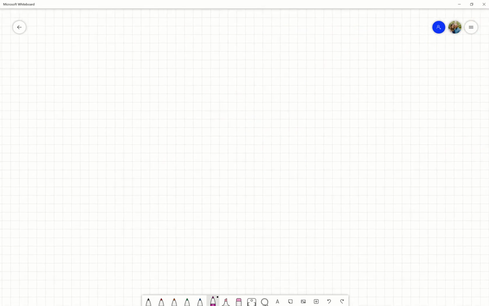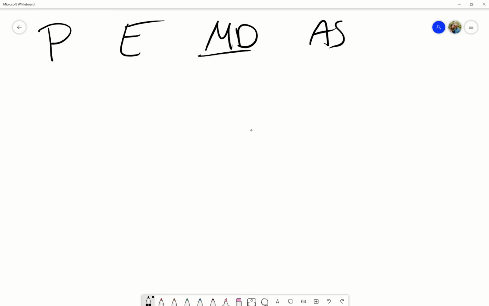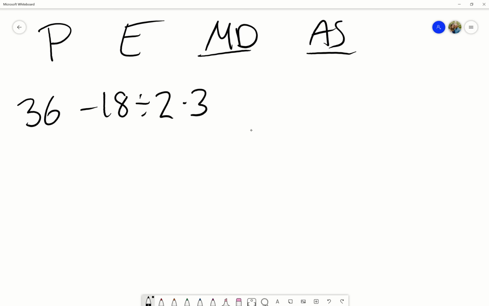All right, let's try a different one. Let's write out our PEMDAS. And do you notice how I grouped together the MD and the AS right up there? That's so I can remember that I do them together. All right, let's say I have 36 minus 18 divided by 2 times 3 plus 8.